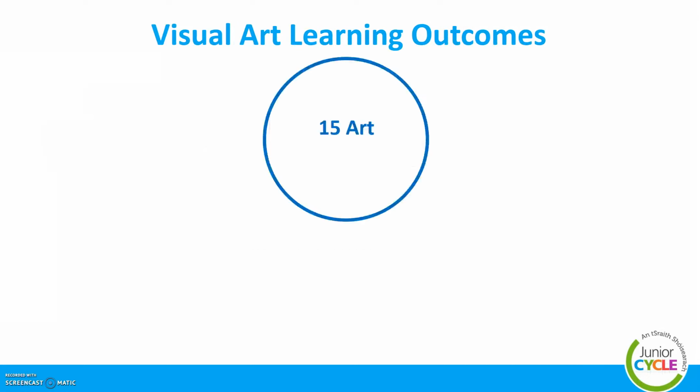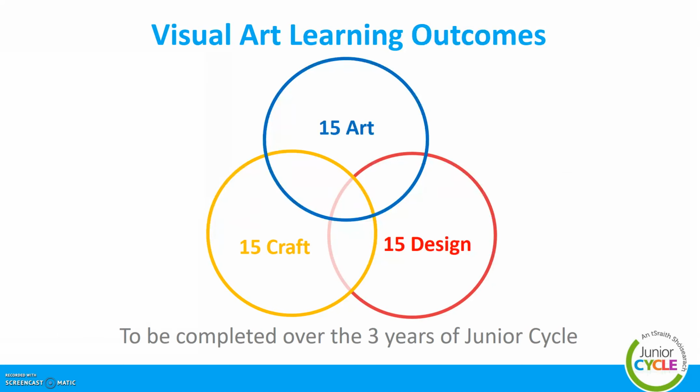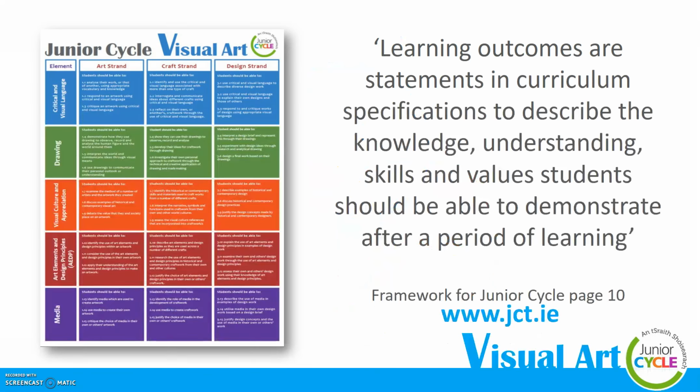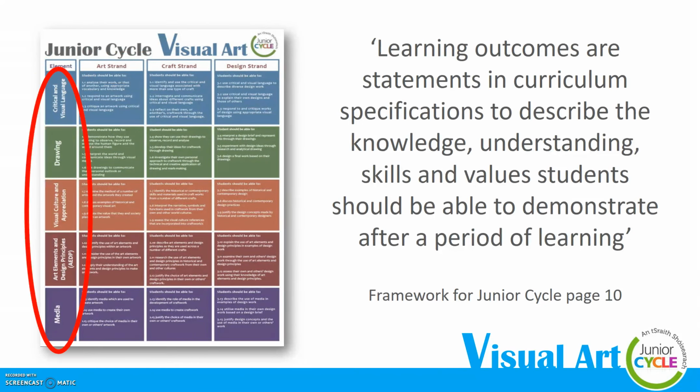There are 15 learning outcomes in art, 15 in craft and 15 in design. They are to be addressed over the 3 years of Junior Cycle Visual Art. Here is our learning outcome poster. It can be downloaded on this website under Visual Art Resources. Across the top are the 3 strands of Art, Craft and Design, and along the side are the 5 elements. Each of the learning outcomes are grouped by both the strand and element. The learning outcomes are where we will begin to plan for our first year students.